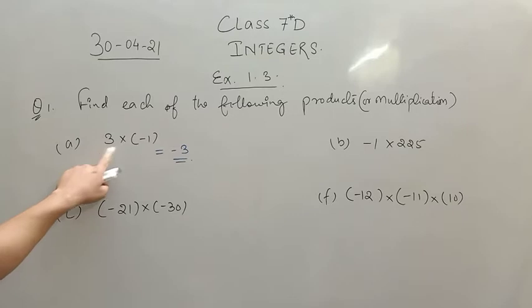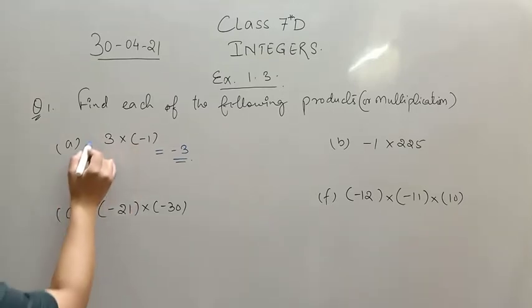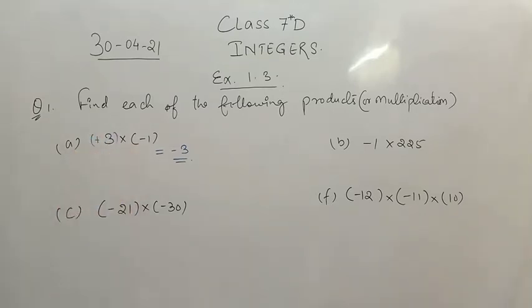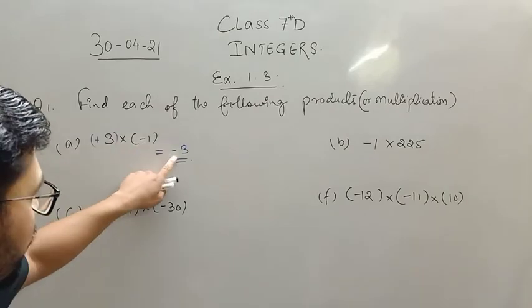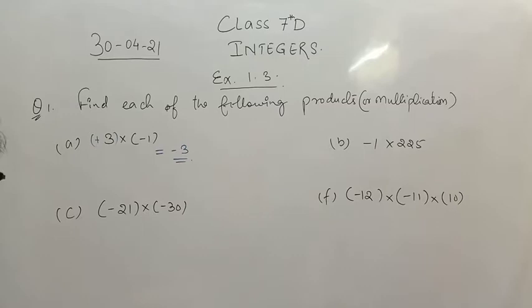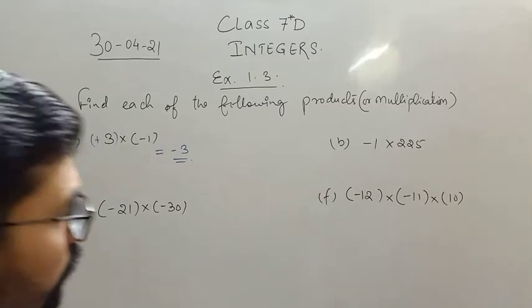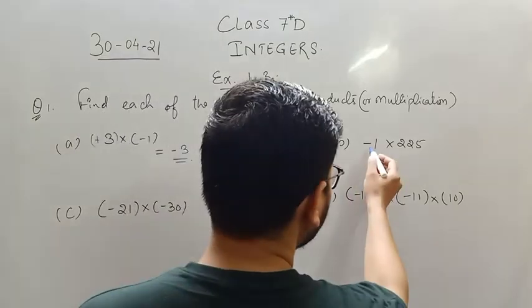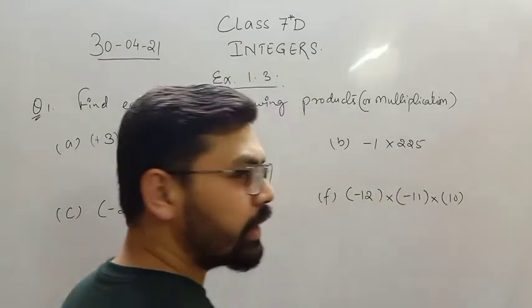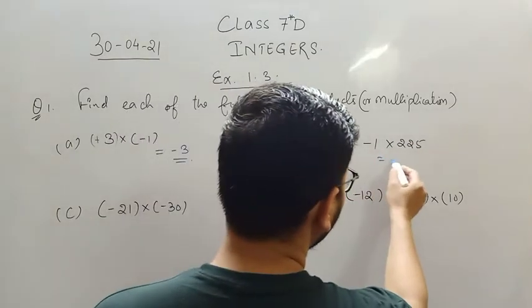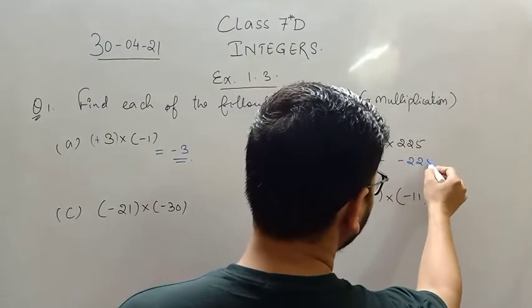Product of positive and negative integer. So if nothing is written in front of 3, so positive can be considered here. So plus minus minus, 3 ones are 3. Any doubt? I think there will be no doubt. Okay. Then the next case, minus 1 when multiplied with 225, I can simply write minus 225.